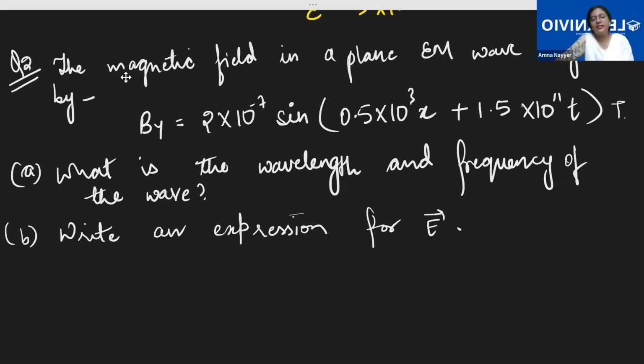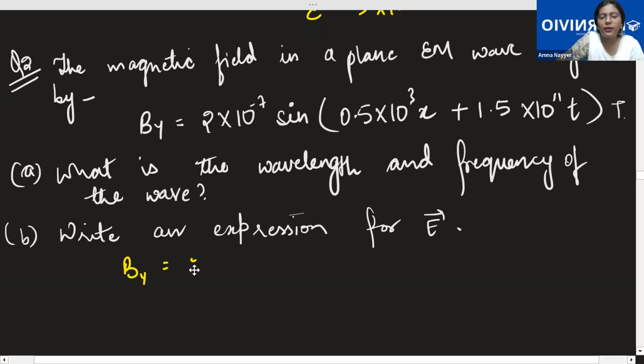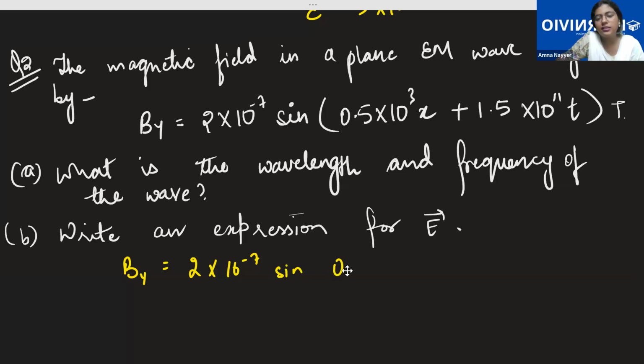Okay, see, let's discuss this question now. Whenever the equation is given, you rewrite the equation. 2 into 10 to the power minus 7 sine of 0.5 into 10 to the power 3 x plus 1.5 into 10 to the power 11 t.